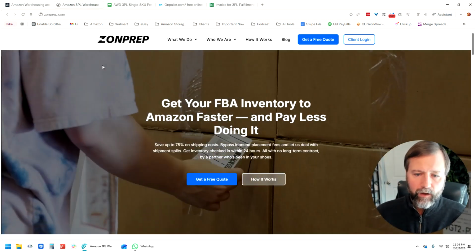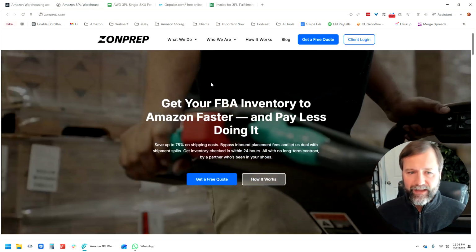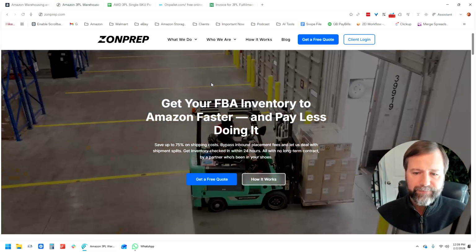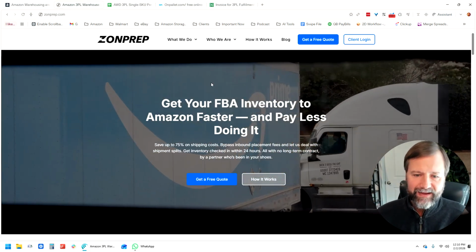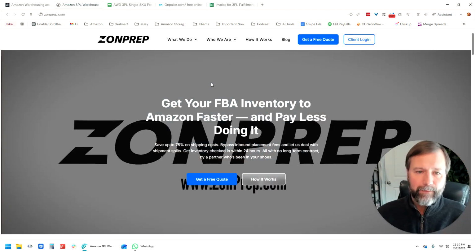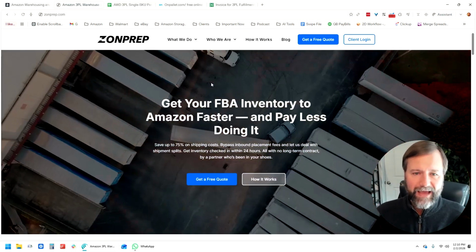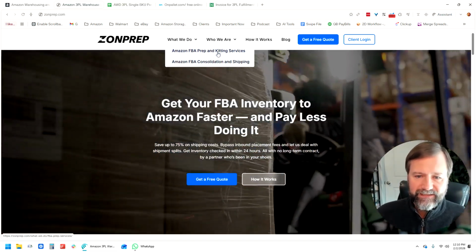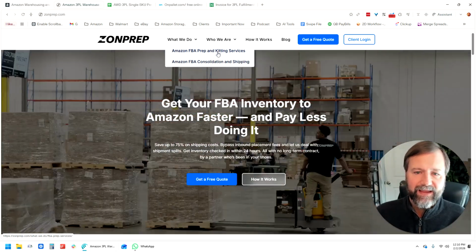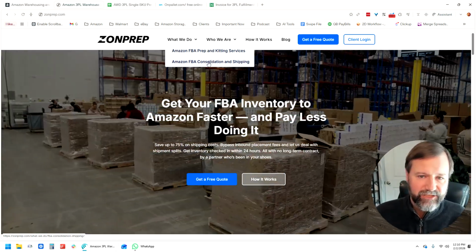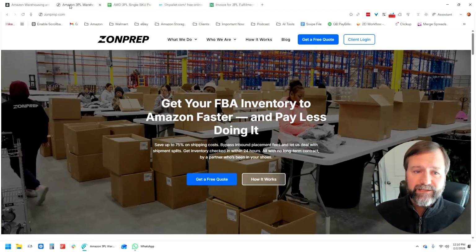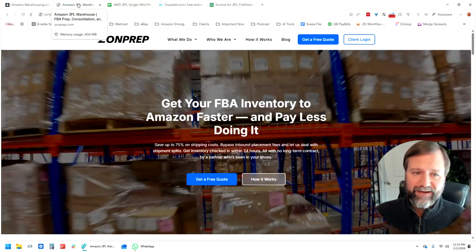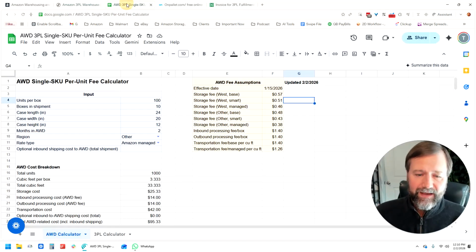And of course, we all probably know 3PLs. This is one example, Zon Prep, that I see pop up a lot. And they do the same kind of thing, basic storage, inbound and outbound of your product, but then they also typically do a lot of different prepping services and kitting and consolidation and things like that. So they're much more advanced than Amazon AWD basics. But what we're here to do is to figure out what is best for your business.